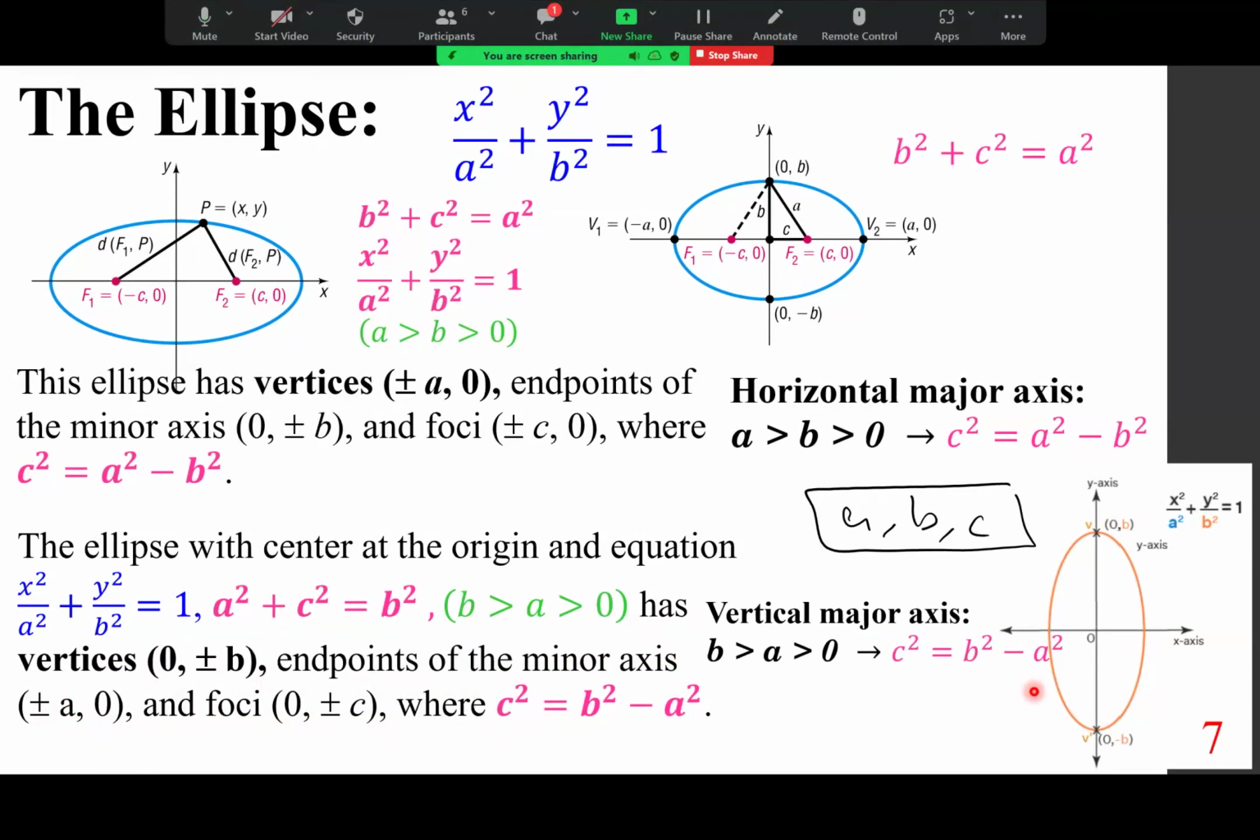So either elongated along the x-axis or the y-axis, the only thing really that matters. Foci are always along the major axis. So in this case, the foci are somewhere here. You have to calculate them, of course.